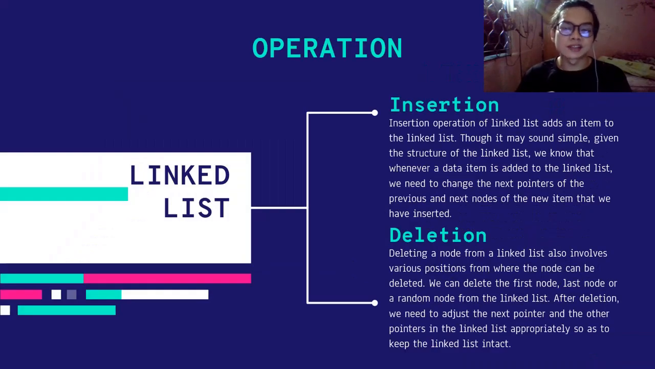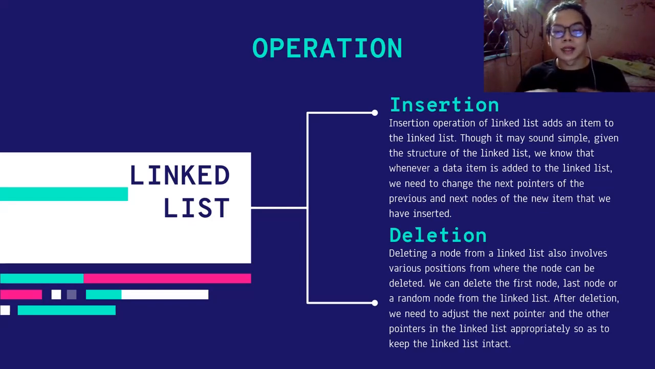For the operations, there is insertion and deletion. The insertion operation of a linked list adds an item to the linked list. Though it may sound simple, given the structure of the linked list, we know that whenever a data item is added to the linked list, we need to change the next pointer of the previous and next node of the new item we have inserted.